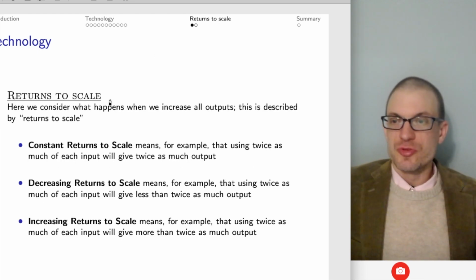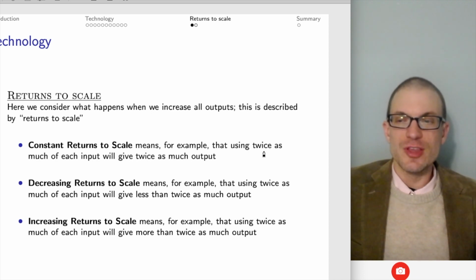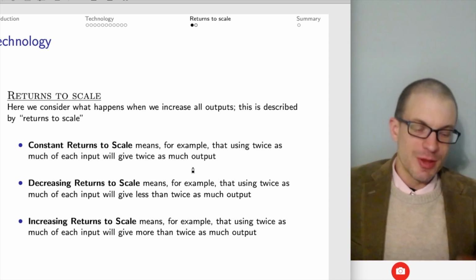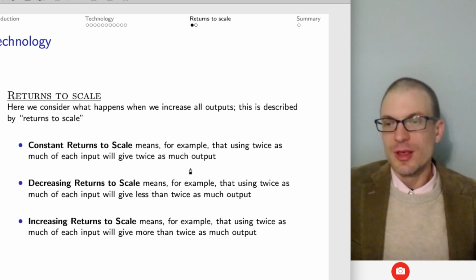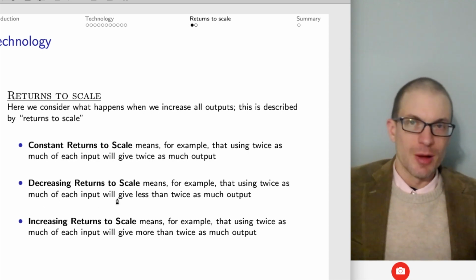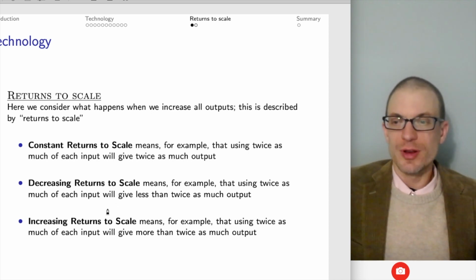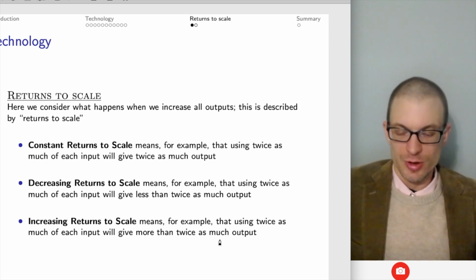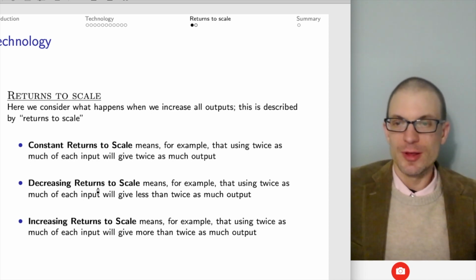The last thing I want to talk about is returns to scale. We want to think about what happens if we increase all inputs. This is captured by returns to scale. Constant returns to scale means that using twice as much of each input gives twice as much output. If we double the amount of each input, we get double the output. Decreasing returns to scale means using twice as much input gives us less than twice as much output. Increasing returns to scale means if we use twice as much of each input, we'll get more than twice as much output. We'll get more than double the output.